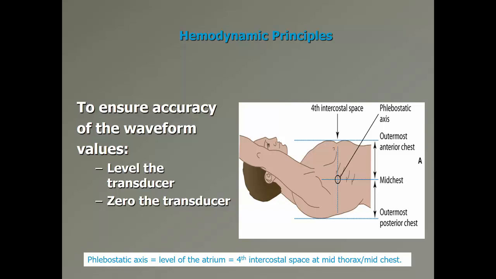What does it mean to level the transducer? Well, that means what reference point on your patient do you want to use? And the reference point for hemodynamic monitoring is going to be the atrium. The atrium is located at the fourth intercostal space, mid-chest. And the term is known as the phlebostatic axis. So again, the level of the atrium, the phlebostatic axis, is the fourth intercostal space at mid-thorax.